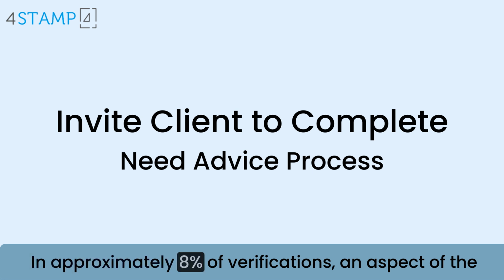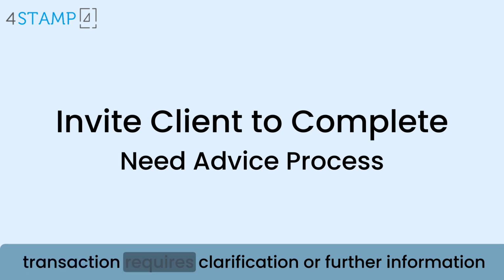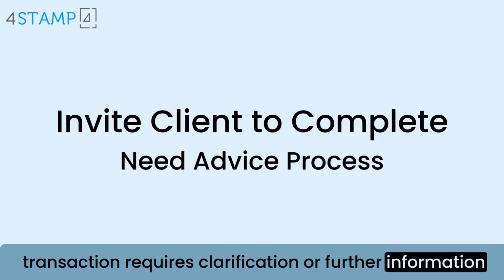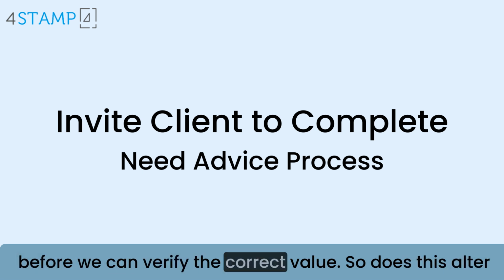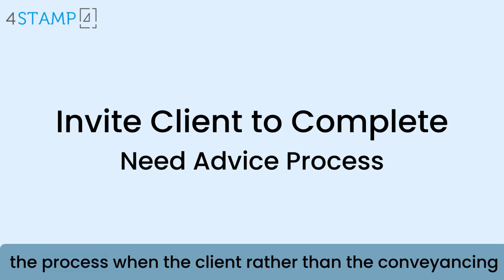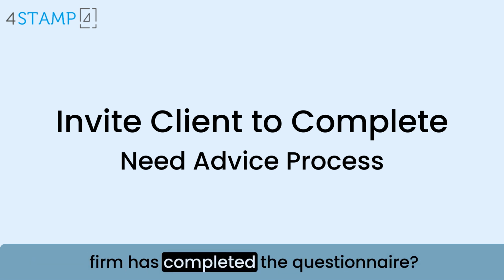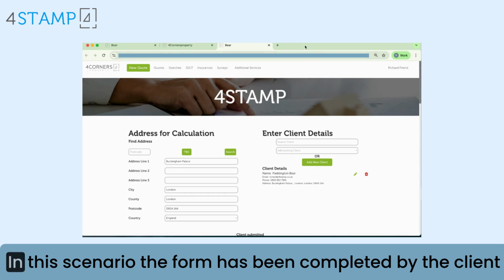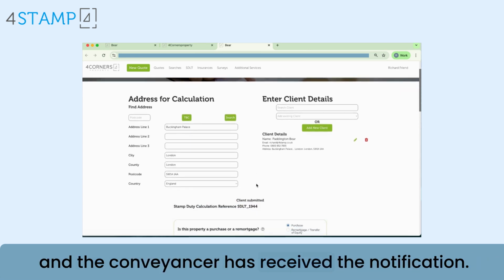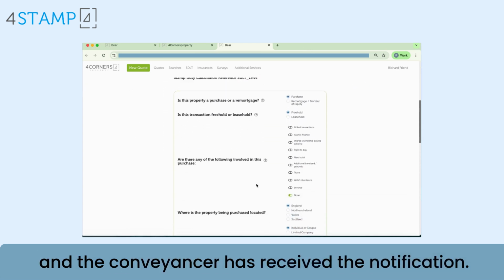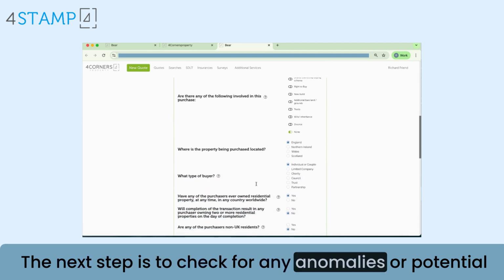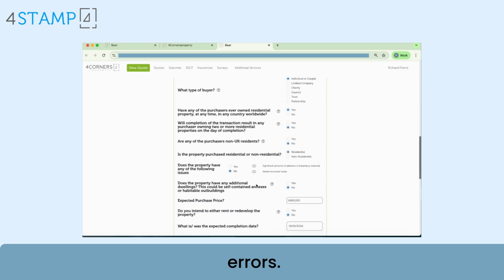In approximately 8% of verifications, an aspect of the transaction requires clarification or further information before we can verify the correct value. So does this alter the process when the client, rather than the conveyancing firm, has completed the questionnaire? In this scenario, the form has been completed by the client and the conveyancer has received the notification. The next step is to check for any anomalies or potential errors.